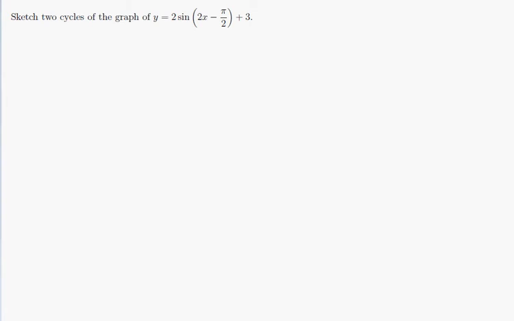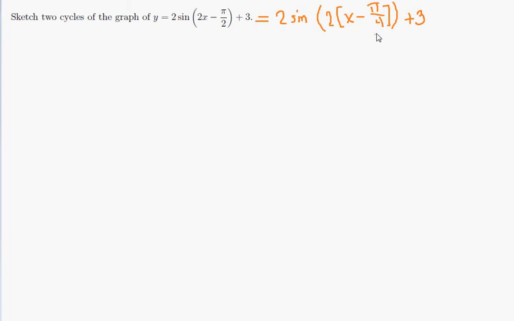Okay, let's now sketch two cycles of this sinusoidal function, 2 times the sine of 2x minus pi over 2, plus 3. The first step is let's factor out the 2 inside of the sine function. So 2 times the sine of 2 times, I factor out 2 gives me x by itself. And if I factor out 2 from pi over 2, that gives me pi over 4, plus 3.